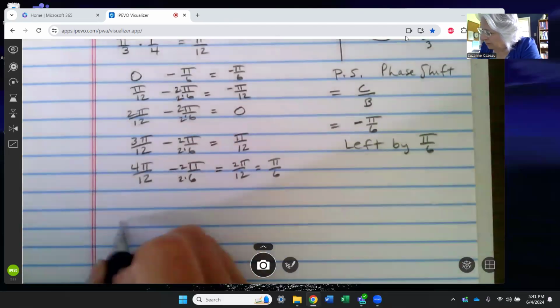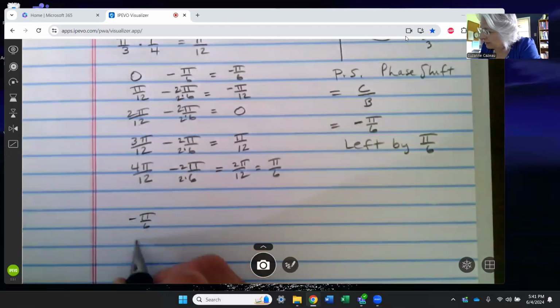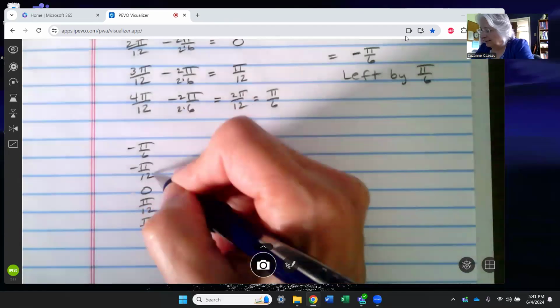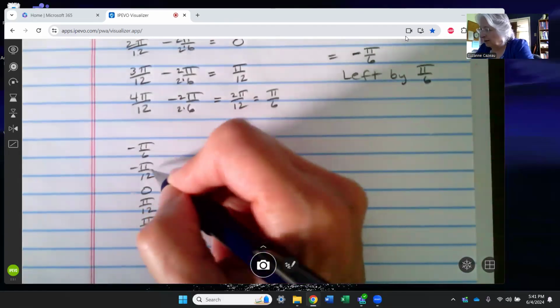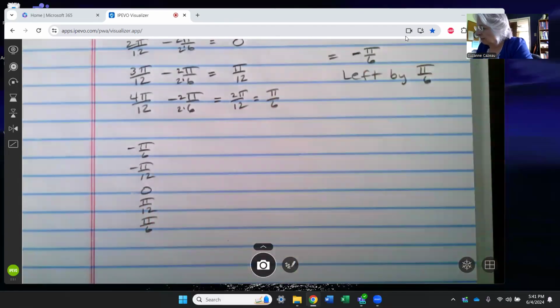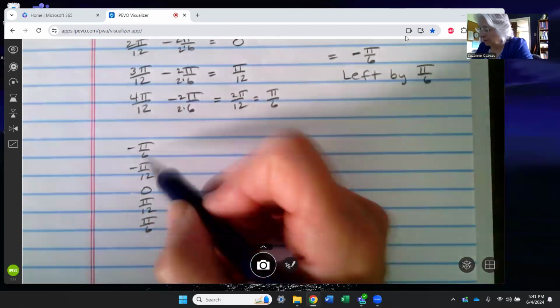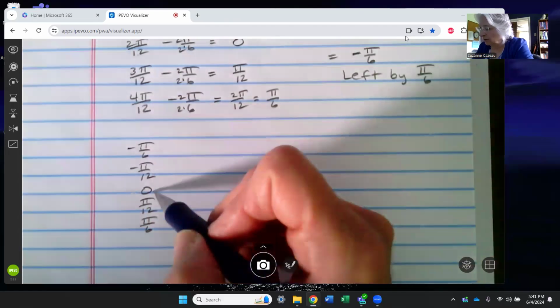Okay, I'm just going to write them down here. Negative pi over 6, negative pi over 12, 0, pi over 12, and pi over 6. And you can readily see that from here to here is going to be pi over 12. It's pi over 12 from here to here to here, all the way across.